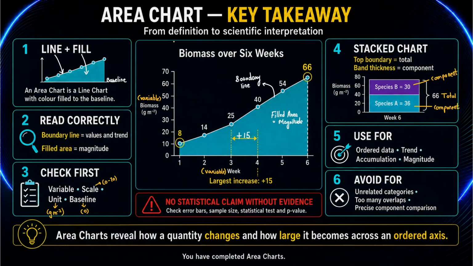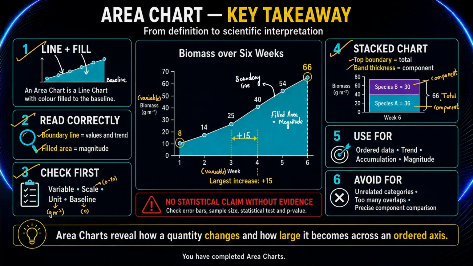An area chart is a line chart filled with color down to the baseline. Read exact values and trends from the boundary line and use the filled area to understand magnitudes. Before interpreting, always check the variable, scale, unit and baseline. In a stacked area chart, the top boundary shows the total while each band's thickness shows that component's value. For example, at week 6, species A is 36 and species B is 30, giving a total of 66.